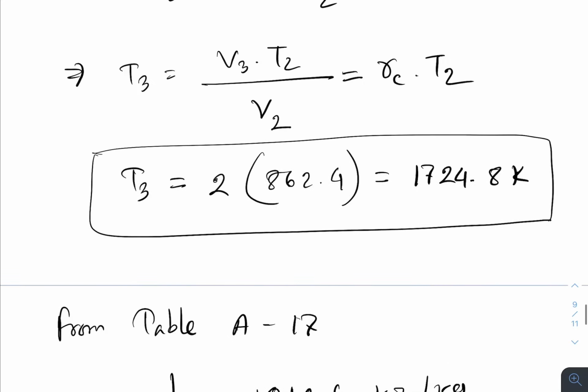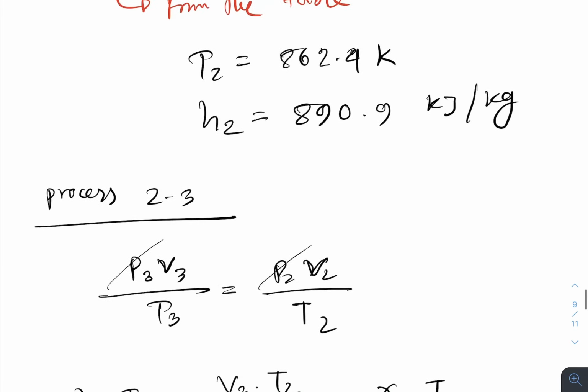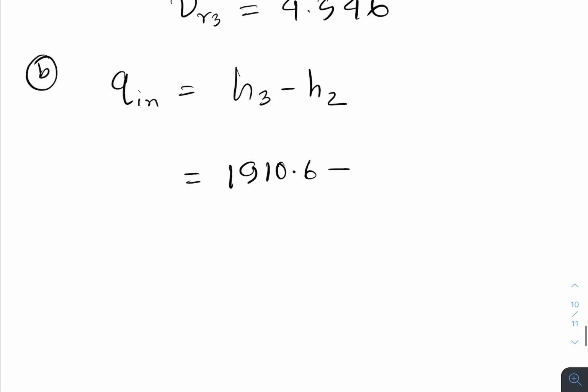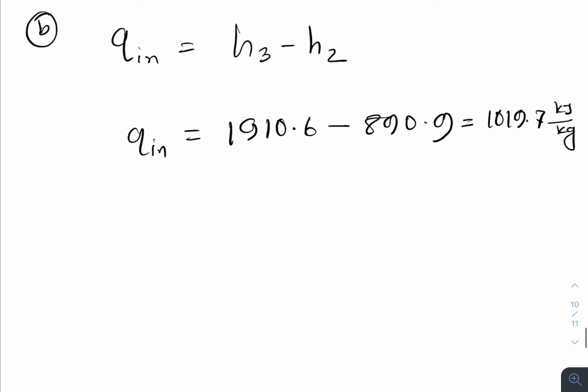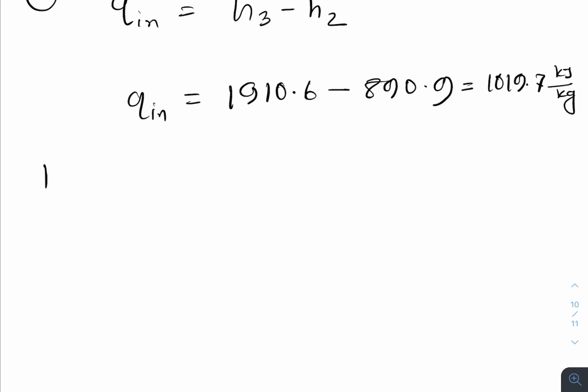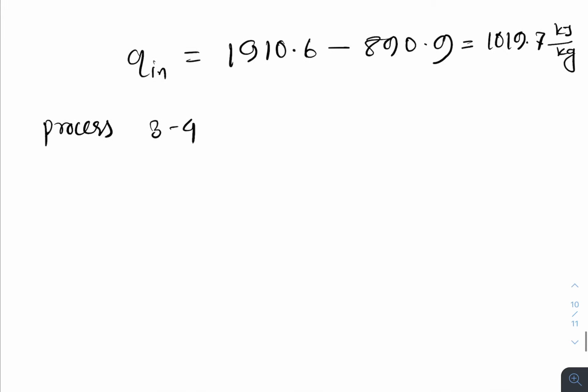So H3 we determined just right here, 1910.6, and H2 we got here, 890.9. So we know that the heat addition to that system is basically 1019.7 kilojoule per kg. So this is the heat addition, right?